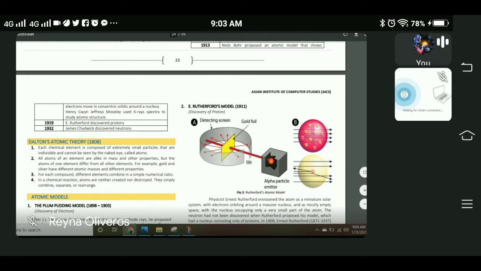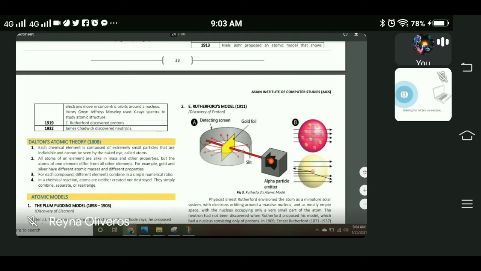All atoms of an element are alike in mass and other properties, but the atoms of one element differ from all other elements. So just for example, gold and silver have different atomic masses and different properties. Just by the color, by their properties and mass, they are already different. Then, for number 3, for each compound, different elements combine in a simple numerical ratio.